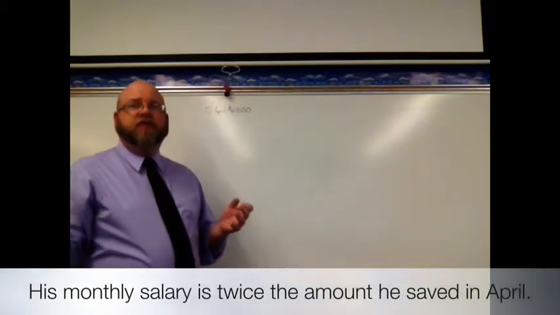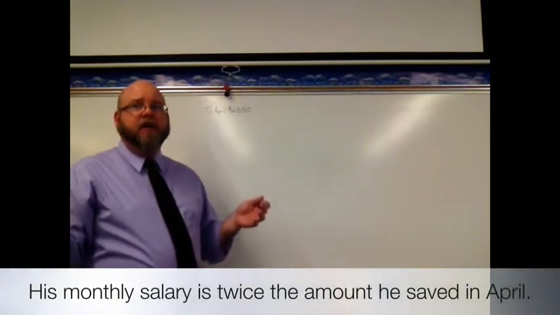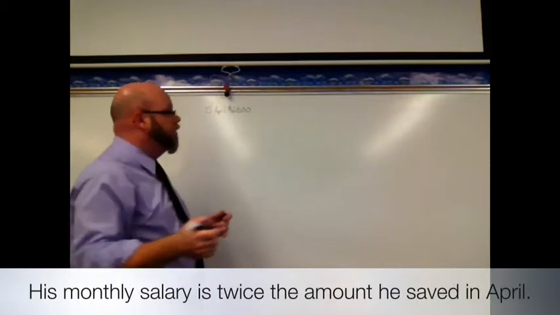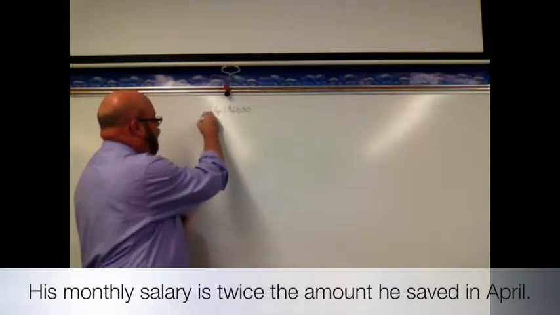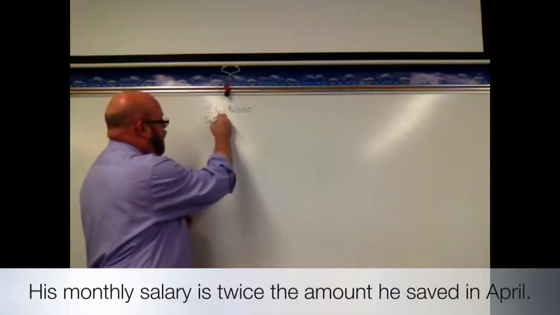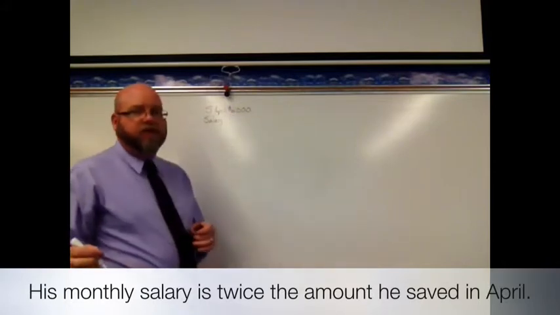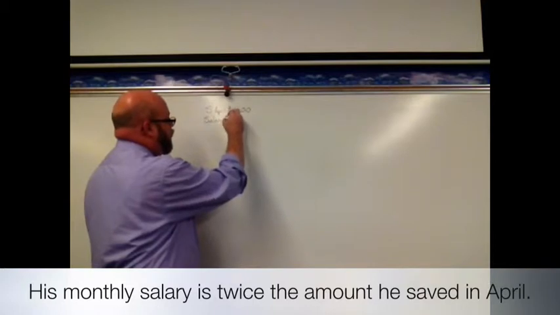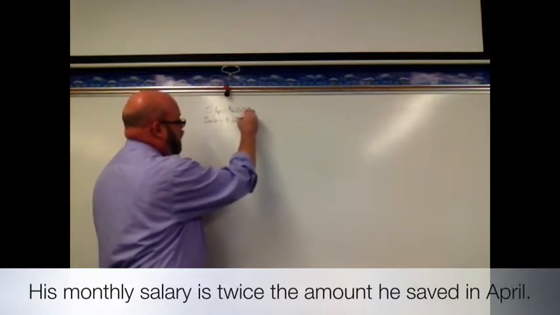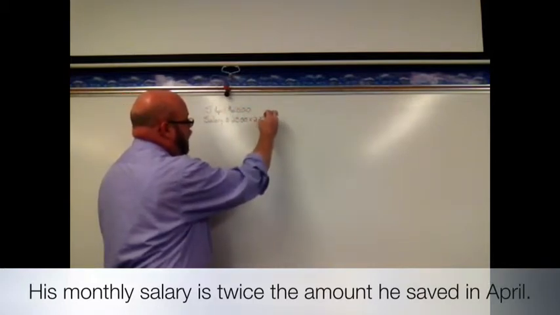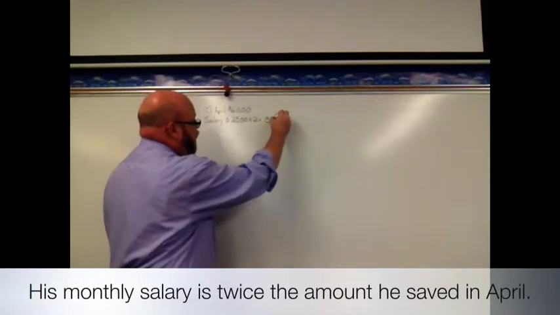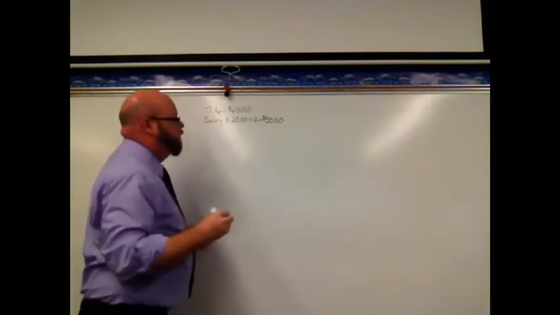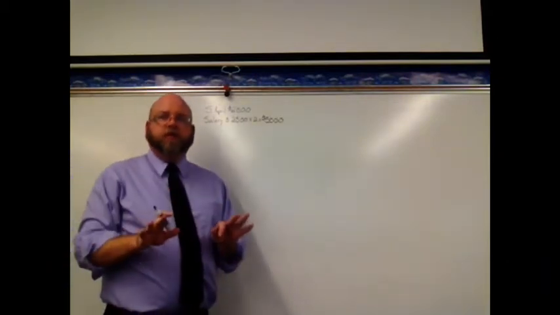The next part is it says his monthly salary is twice the amount he saved in April. Okay, so his salary is $2,500 times 2. Well, that's $5,000. Okay, so far so good.